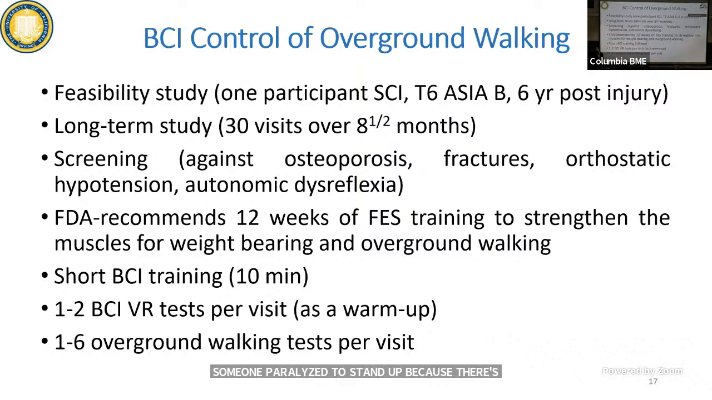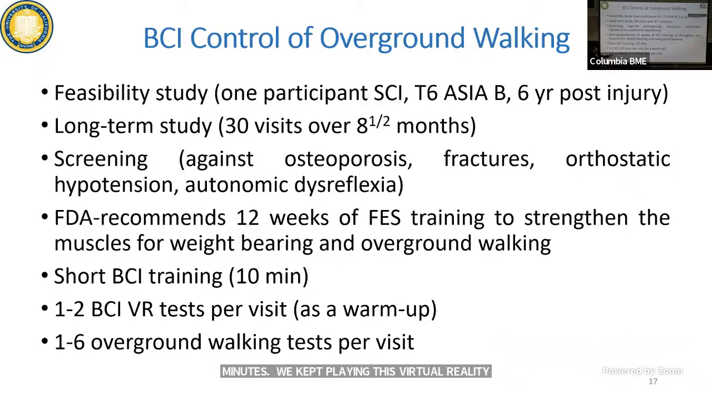FDA also recommends 12 weeks of FES training prior to using this device, which really means putting on ankle weights, dialing up the stimulator and just working out with the ankle weights, being completely driven by FES. And their muscles do bulk up after 12 weeks. You can see the quads getting bigger. It's really amazing. I actually didn't take the full 12 weeks because there was a very good response, so I think we shortened the prep time. Otherwise, it's a short training, 10 minutes. We kept playing this virtual reality game just as a sort of warm-up, if you will.